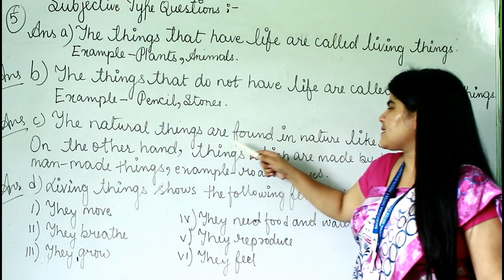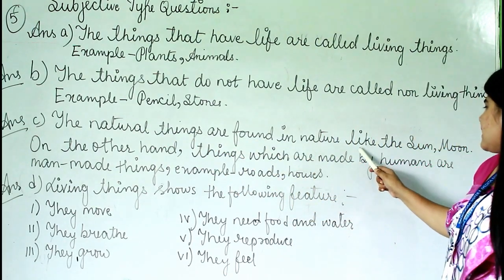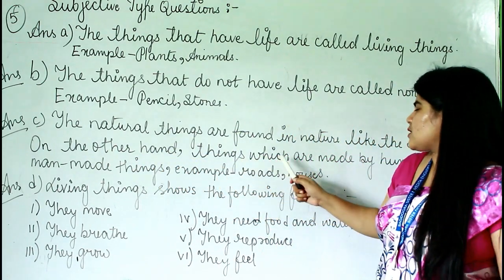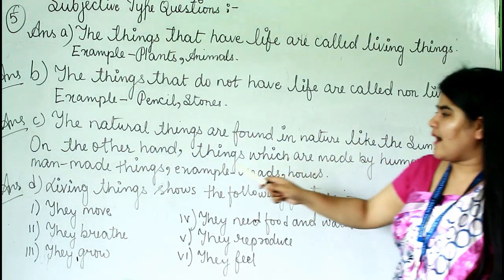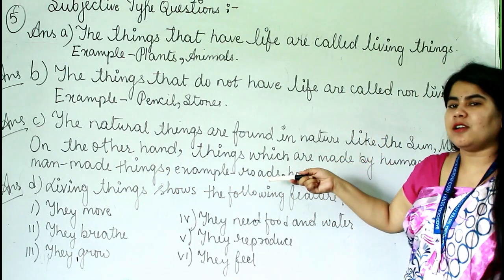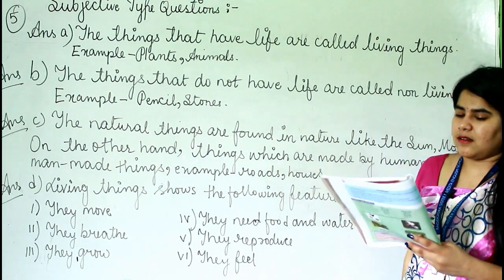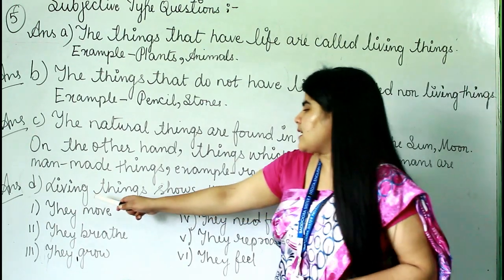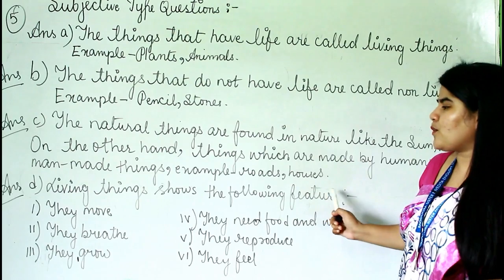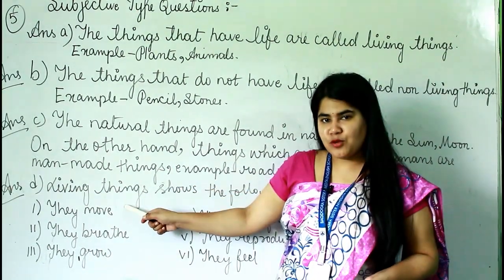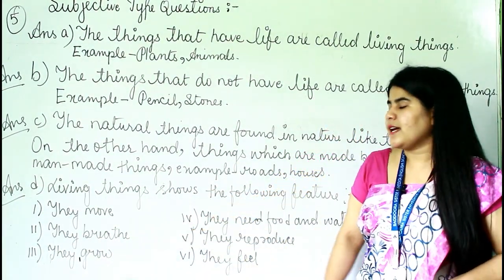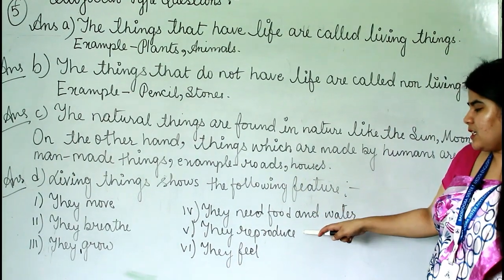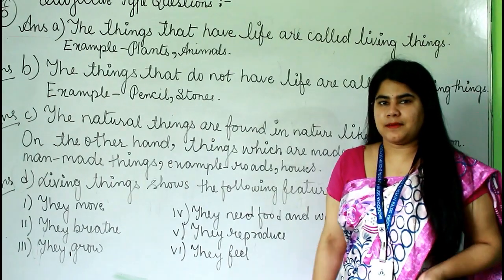Third, how are natural things different from man-made things? The natural things are found in nature, like the sun, moon. On the other hand, things which are made by humans are man-made things. Example, roads, houses. The last question, what are some features of living things? Make a list. Living things show the following features: they move, they breathe, they grow, they need food and water, they reproduce and they feel.